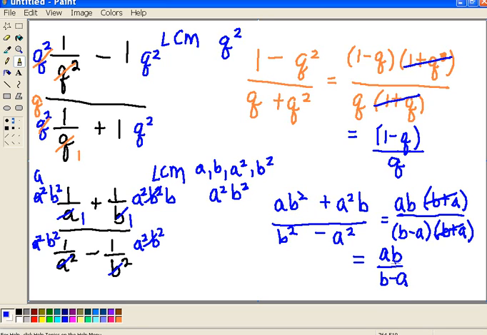Once again, if you got to this point, you're doing very well. Just remember to look and see if it can be further simplified.